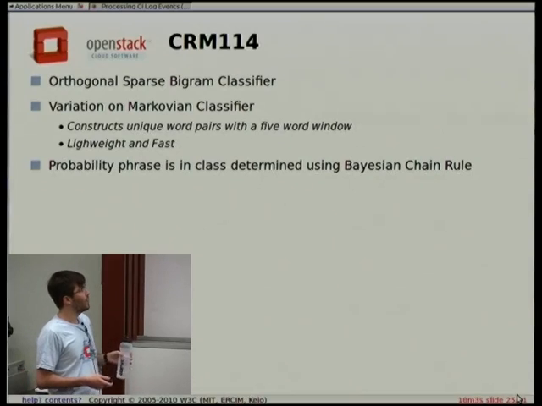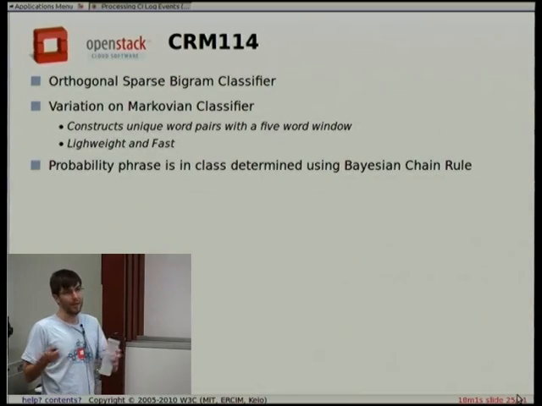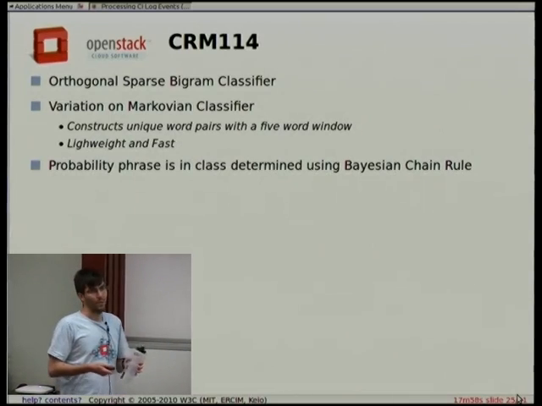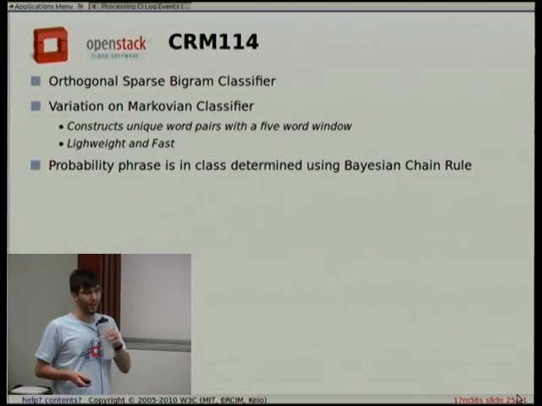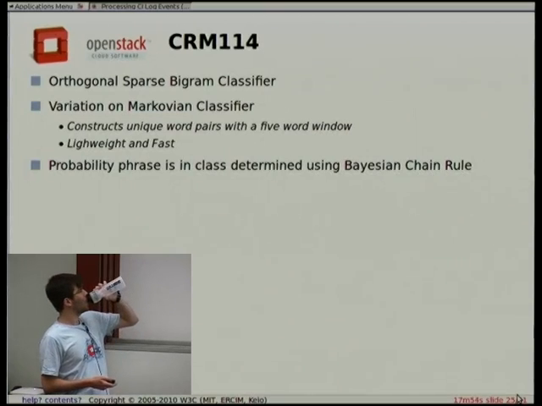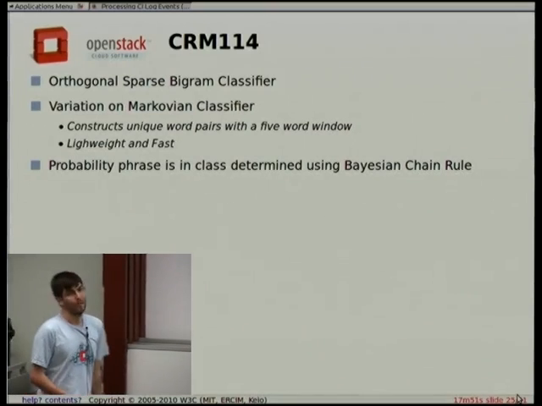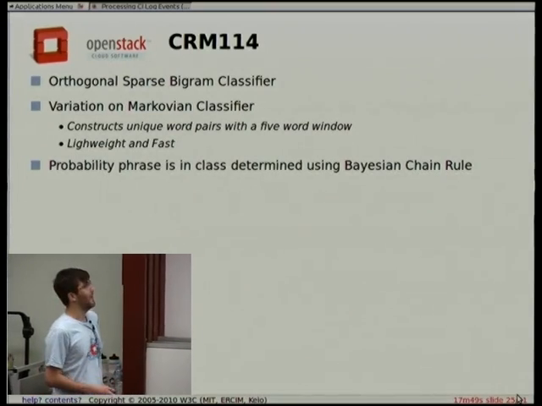Then CRM 114 basically looks up the probability any given phrase is in a class, success or failed, based on a Bayesian chain rule. So statistics is not my background, so I kind of get what's going on.